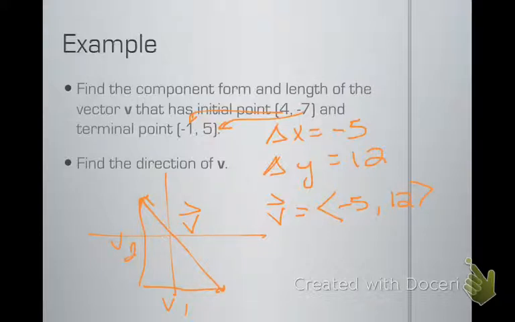And I probably didn't mean to write direction here. I want to find magnitude. And so the magnitude of vector v is going to be the square root of negative 5 squared plus 12 squared. That's a Pythagorean triple, and we get 13 for the magnitude.